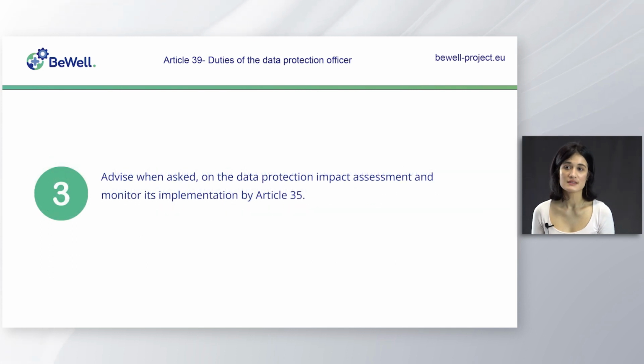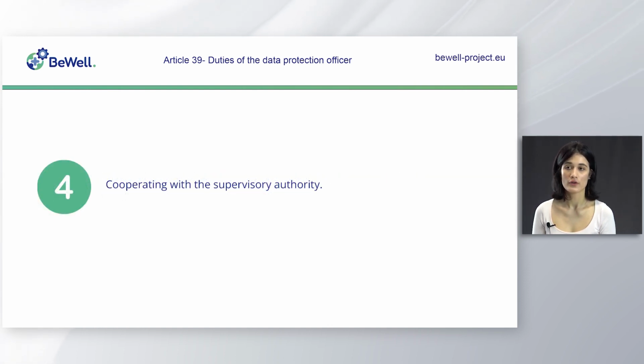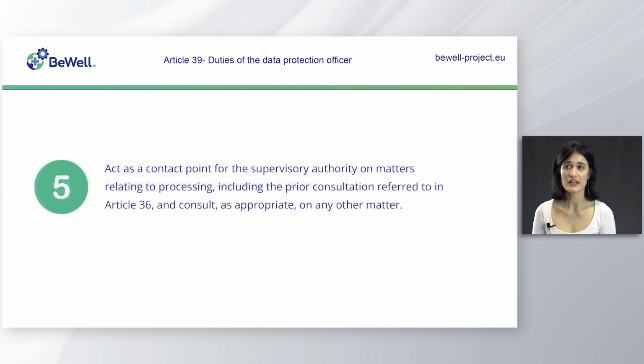3. Advise, where requested, on the data protection impact assessment and monitor its implementation pursuant to Article 35. 4. Cooperate with the supervisory authority, and 5. Act as a contact point for the supervisory authority on matters relating to processing, including the prior consultation referred to in Article 36, and consult as appropriate on any other matter.